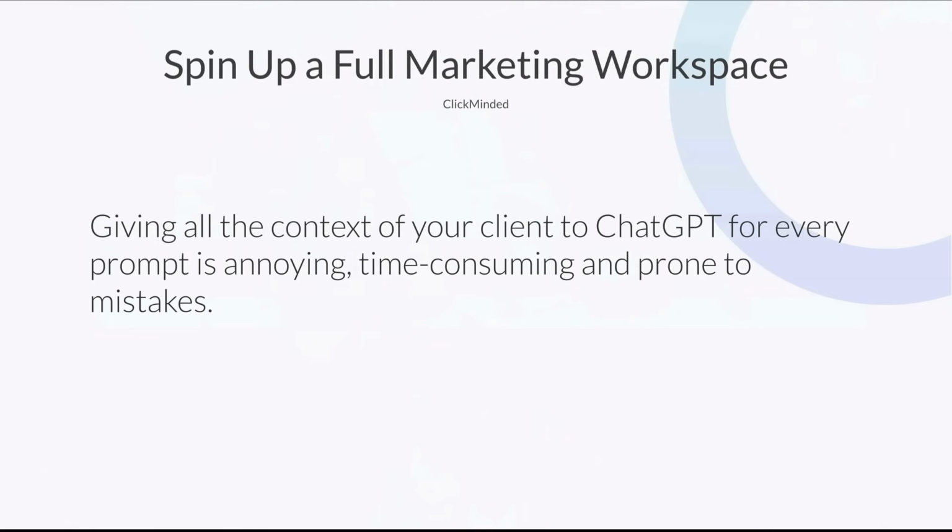So going to ChatGPT, opening up a new window, and then in order to ask a simple question about a client, like what type of social media marketing campaign should I run this week, you have to give it an enormous prompt with all of the context, who the client is, what the customer avatar is, right? All of the goals of the campaign. And it's incredibly frustrating and it's annoying to keep track of it all. So giving all the context of your client to ChatGPT every single time you open up a new window is annoying, it's time consuming, and it's prone to mistakes.